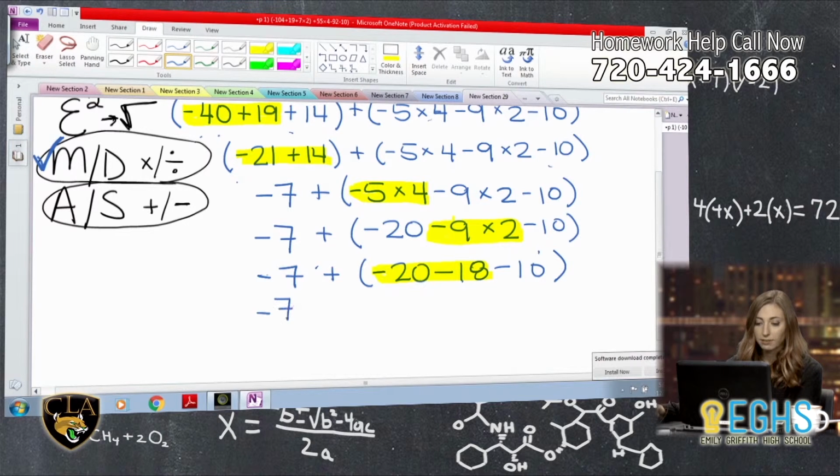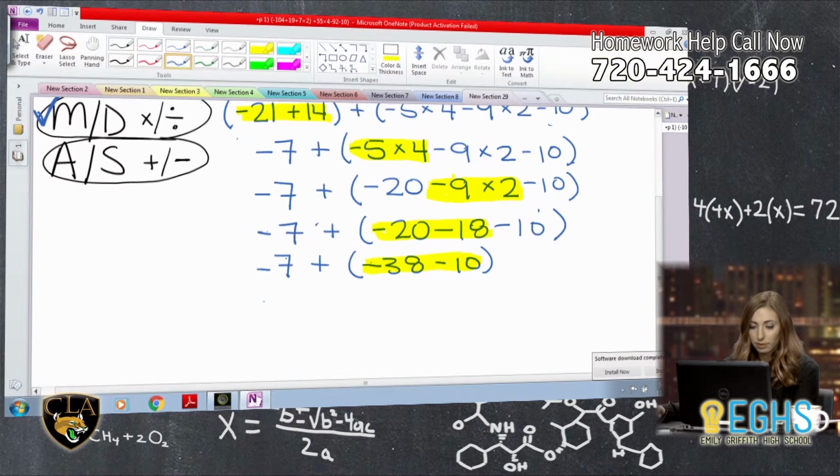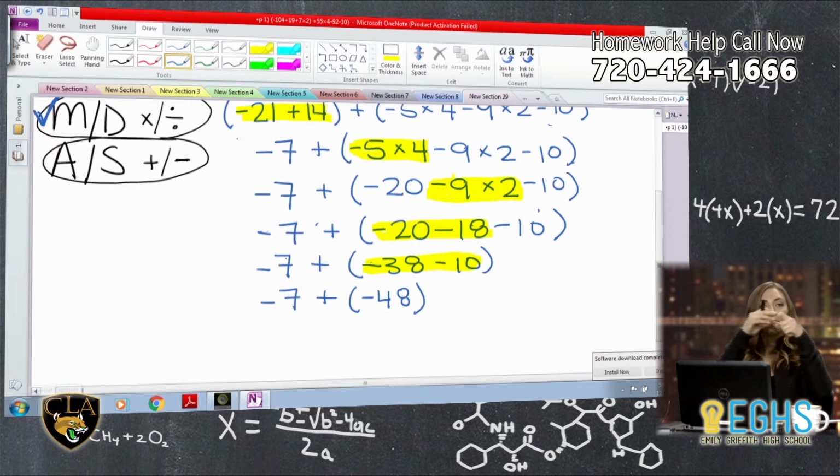Still rewriting my negative 7. And we get negative 38 minus 10. And then just finishing out what's in the parentheses here, I've got, lost my pen. I've got my 7, negative 7, I'm rewriting, and then negative 38 minus 10, so that's going to give me negative 48. And then now, as you can kind of see, it started very, very lengthy, and we're simplifying it, meaning we're taking it down smaller, smaller, smaller.